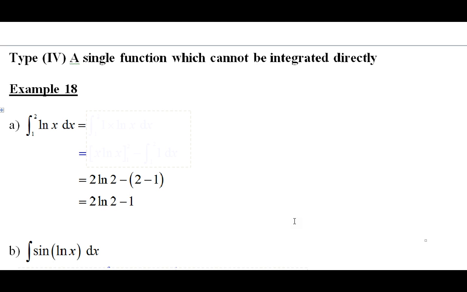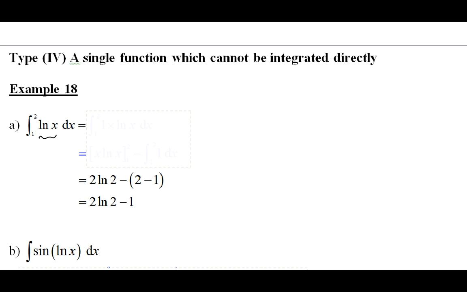Okay, let's come to the last type, type 4, where a single function cannot be integrated directly. Just a simple example, Example 18. Let's take a look at ln x. Obviously, ln x cannot be integrated directly. So what do we do?